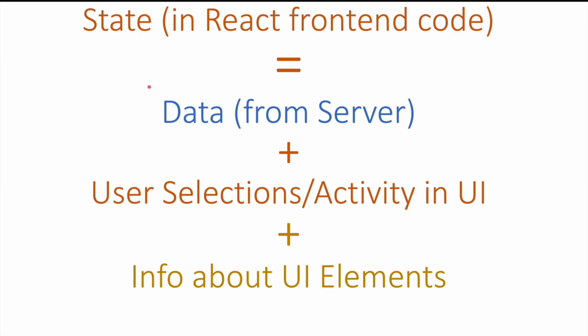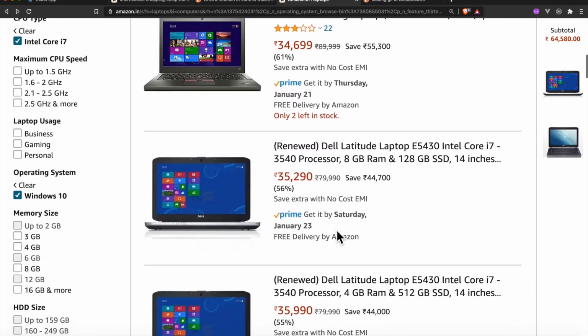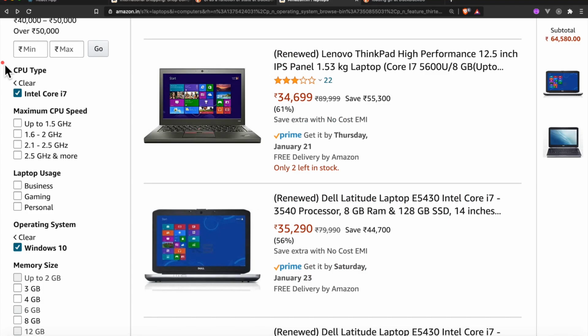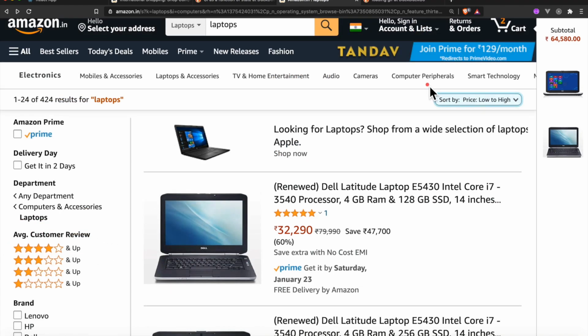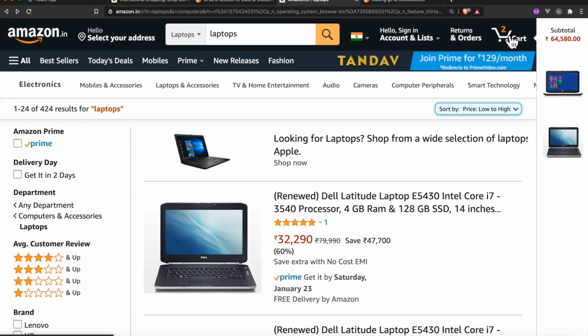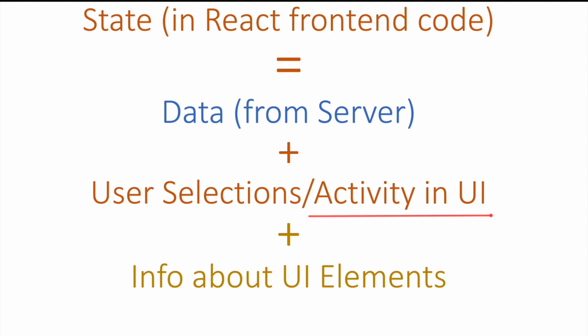So the first piece I had listed here was data from the server. So all of these laptops that are being displayed in the center, we can say that they correspond to data from the server. So this is one piece of state, and here I have selected a couple of filters. One is the CPU type and the other was the operating system, and these two filters together with whatever I have selected in the sort by field over here, that information is what I have classified here as user selections. And if we go to the cart, we can see that there are two items in the cart. As a user, I have performed actions to add two items to the cart. So that is what I have tried to classify here under user activity in the UI.